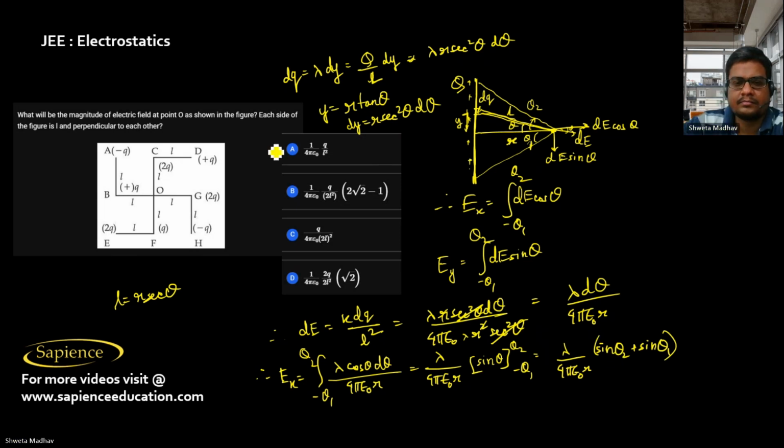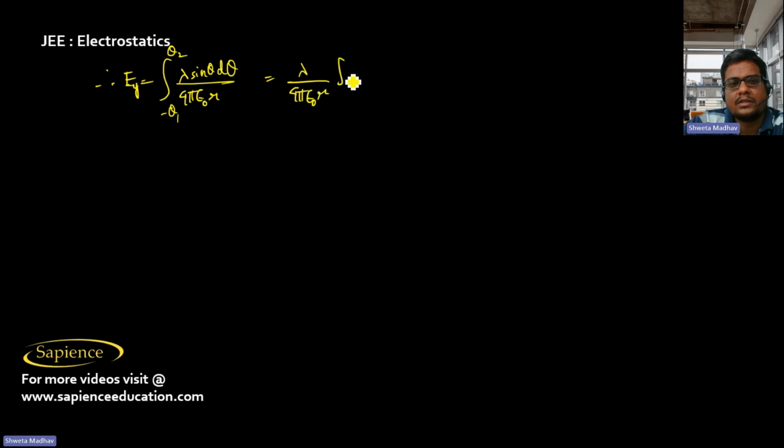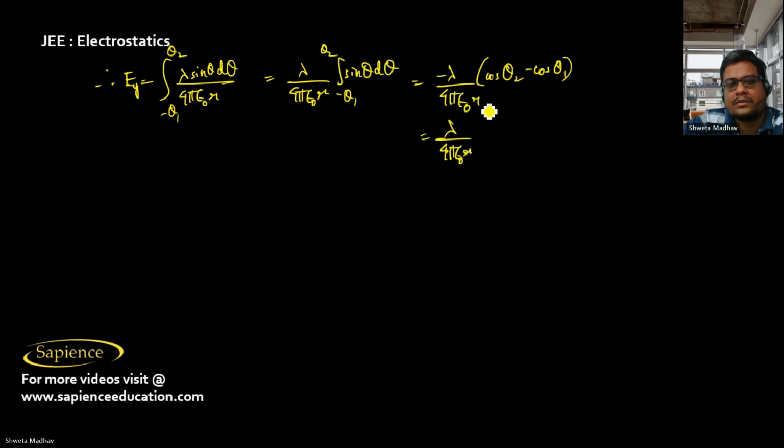And therefore, the y component of the electric field will be the integral of dE sin theta. So this will be lambda sin theta d theta by 4 pi epsilon naught r, from minus theta 1 to theta 2. Now this is lambda by 4 pi epsilon naught r times the integral of sin theta d theta, and the integral of sin theta is minus cos theta. So this will be minus lambda by 4 pi epsilon naught r into cos theta 2 minus cos theta 1. So this will be lambda by 4 pi epsilon naught r into cos theta 1 minus cos theta 2.